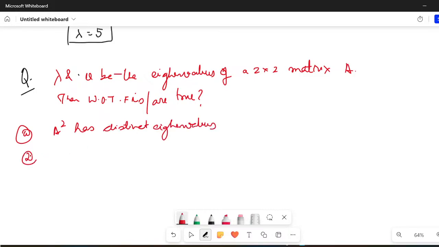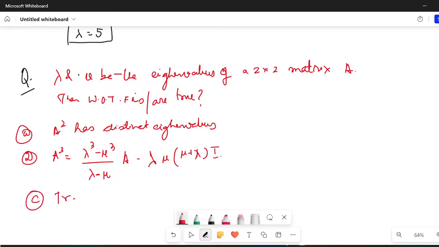Second option is A cube equals lambda whole cube minus mu whole cube divided by lambda minus mu into A minus lambda mu into mu plus lambda times identity. Option number C: trace of A raised to power n is equal to lambda raised to power n plus mu raised to power n for every positive integer n.